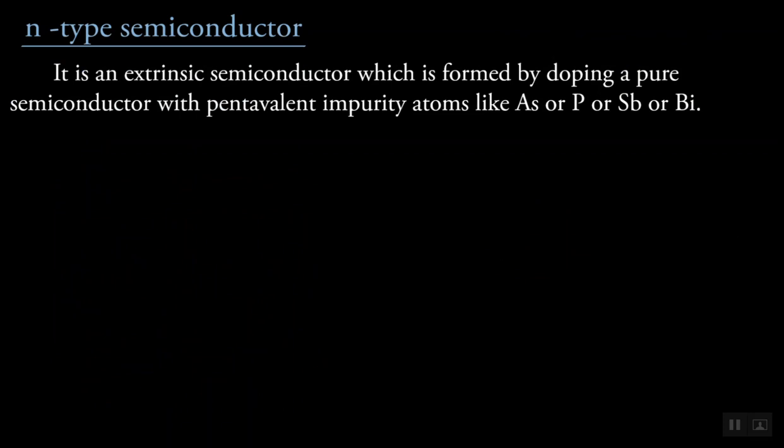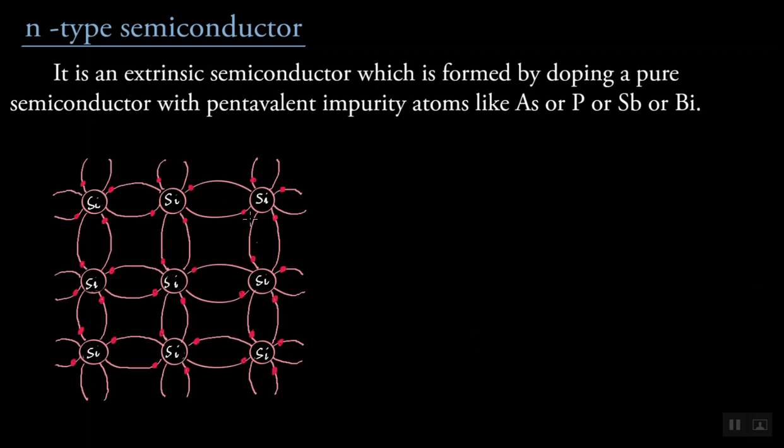The N-type semiconductor, on the other hand, is formed by doping a pure semiconductor with pentavalent impurity atoms like arsenic, phosphorus, antimony, or bismuth. So what do we do here? We add what type of impurity atoms? Pentavalent. That means having 5 electrons in the outermost shell. All right, so imagine we have a silicon semiconductor crystal. Silicon is just like germanium. It has 4 electrons in the outermost shell.